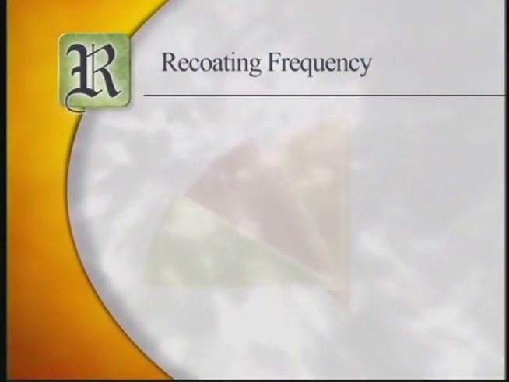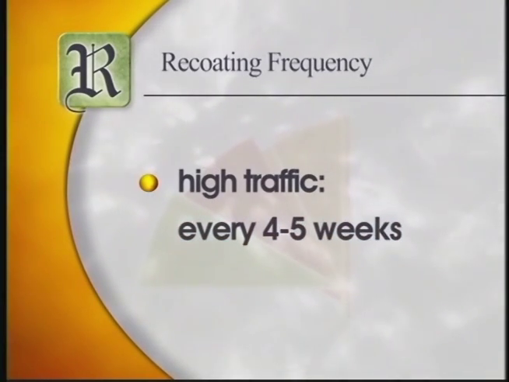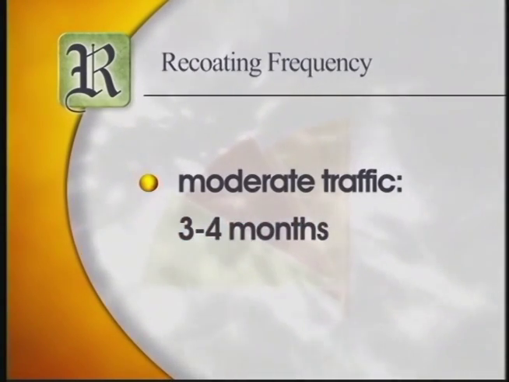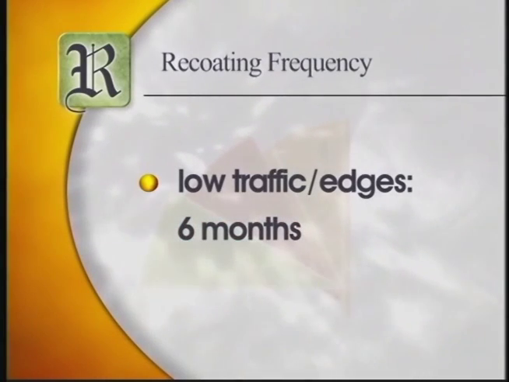The standard recoating frequency is as follows. High traffic areas every 4 to 5 weeks. Moderate traffic areas quarterly. Low traffic and/or edges semi-annually.